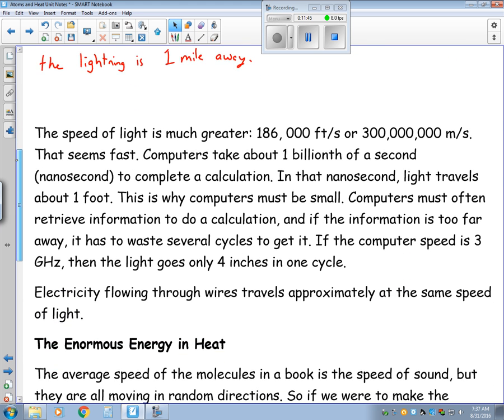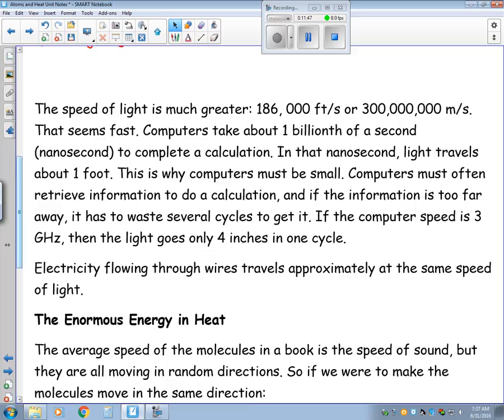Now the speed of light is much, much greater. It is 186,000 feet per second, or 300 million meters per second. That's so fast that light can travel around the circumference of the planet about 7 times in 1 second. So it is extremely fast. Computers can take about 1/billionth of a second, a billionth is a nano, to complete a calculation. So in that nanosecond, light travels about 1 foot. And this is why computers have to be small.